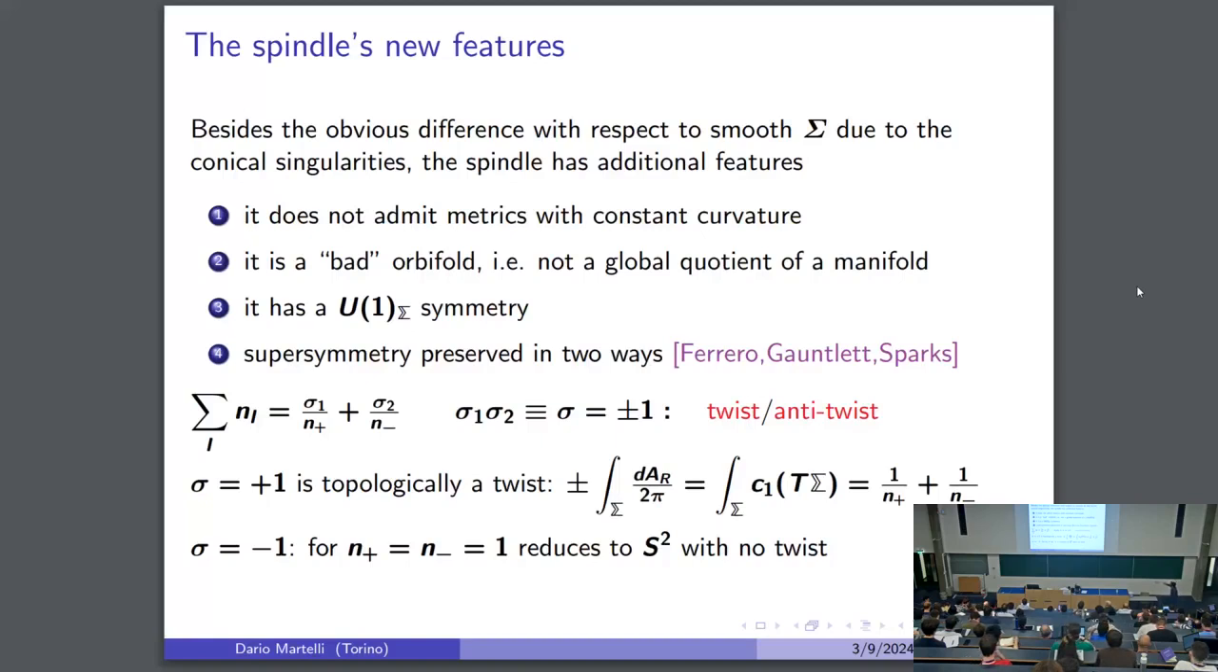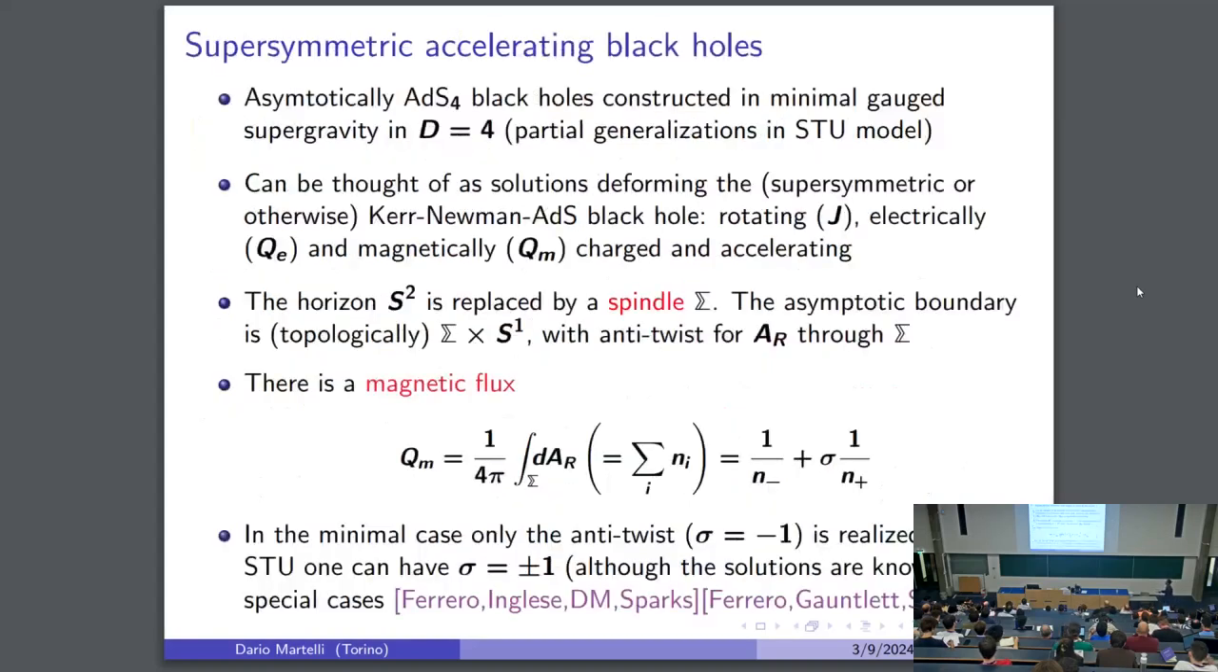Now, for sigma equal plus 1, you can see that this is what you get. In particular, if you set n plus and n minus equal to 1 and go back to the sphere, you get number 2, which I already showed previously. For that reason, this is called topological twist, or more briefly, just twist. Whereas for sigma equal to minus 1, this reduces to the situation where you had no twist, you had 0 on this side. For this reason, it has been called anti-twist.